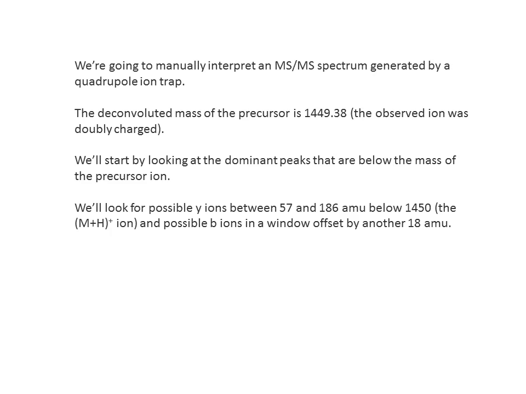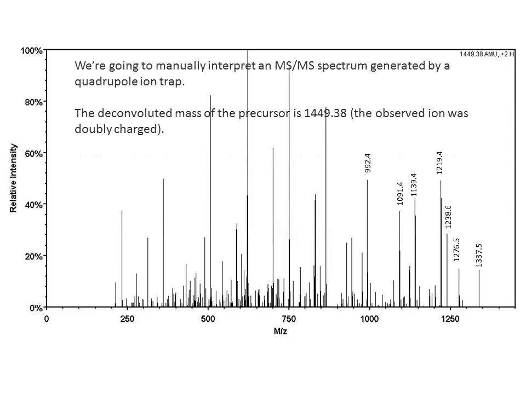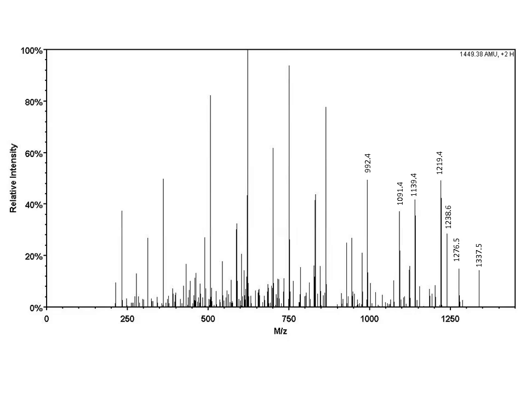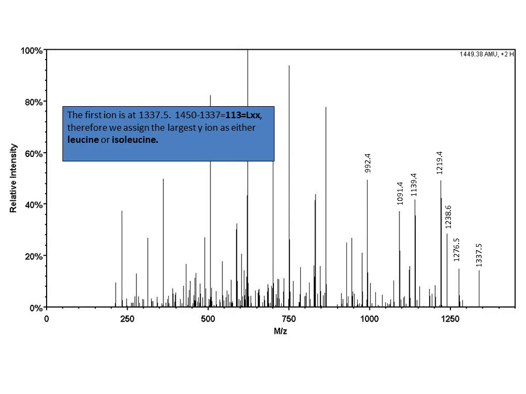That means the length of the peptide minus the first amino acid, between 57 and 186 mass units below the precursor mass. So here's our spectrum, and we have 1449.38 as our precursor, as shown in the top right hand corner, and our highest mass ion is 1337.5. If we subtract that from 1449, we get 113, which is either leucine or isoleucine. So the N-terminal amino acid must be leucine or isoleucine.